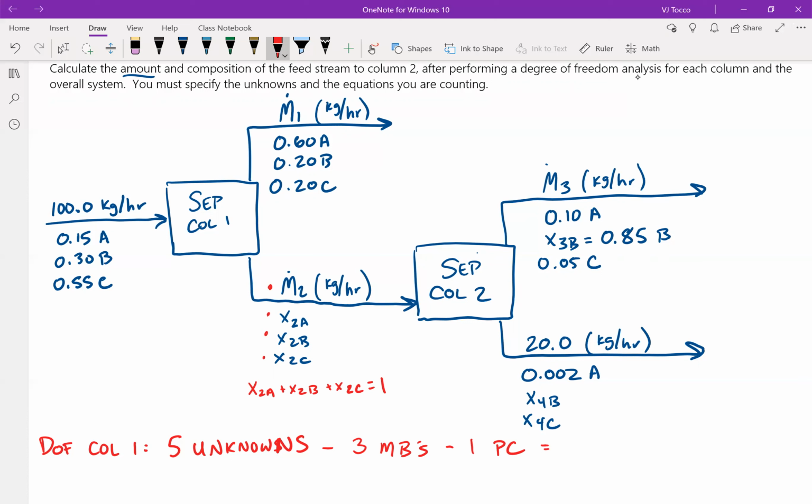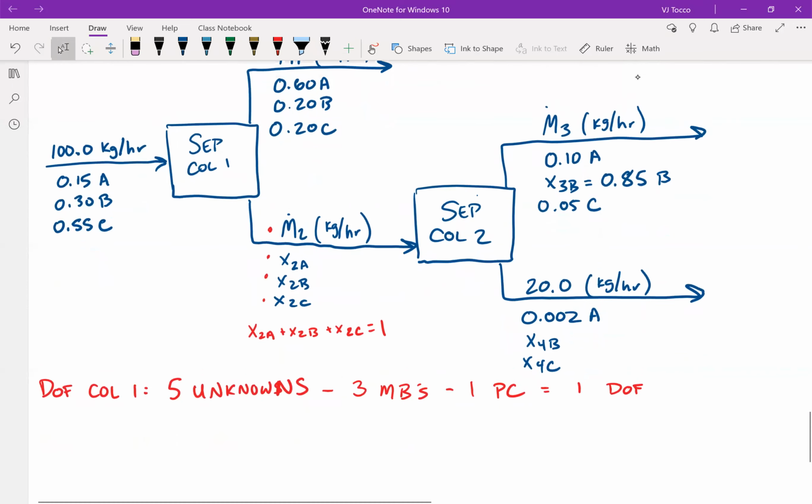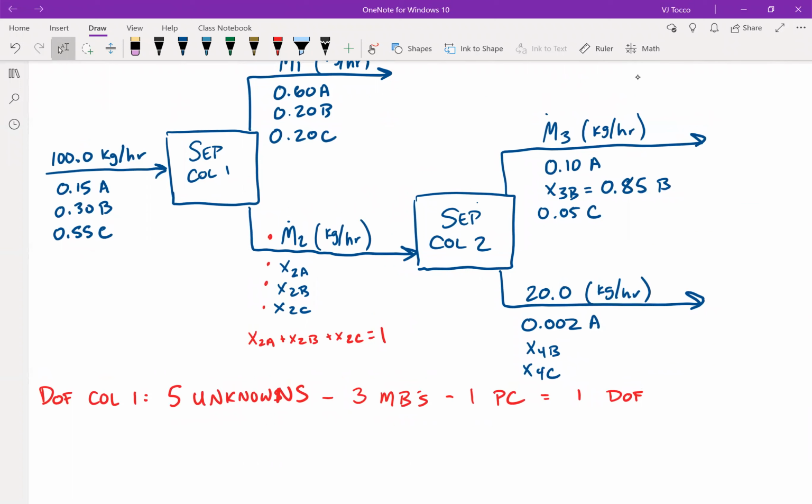But that is it. I don't have any more equations that I can write, so therefore I'm left with 1 degree of freedom. Therefore, if I tried to start solving this problem by looking at separation column 1, I would run into a problem because it's unsolvable. I wouldn't have enough information to solve. So it's a good thing I did this degree of freedom analysis before starting with separation column 1. Otherwise, I would have gotten frustrated.